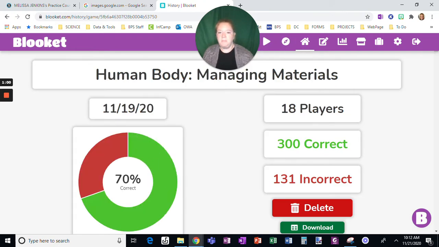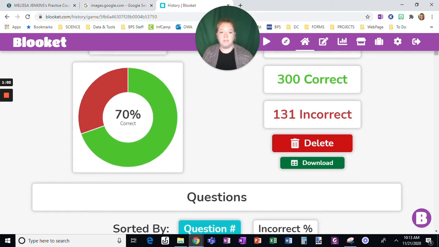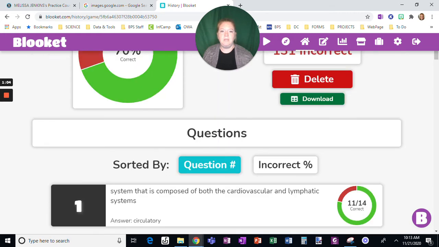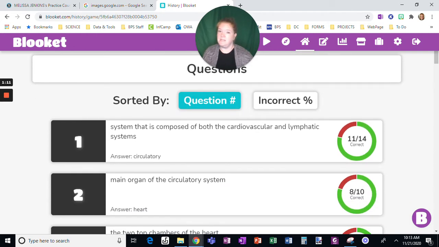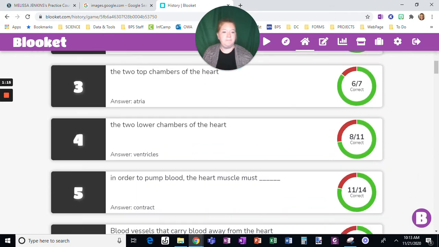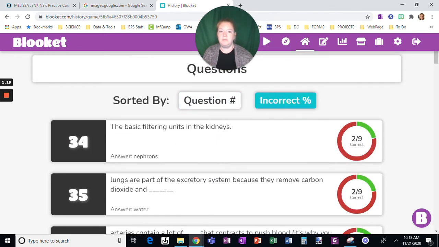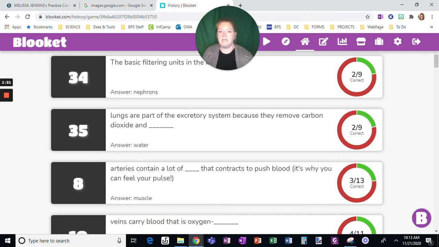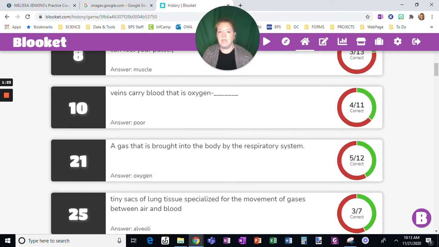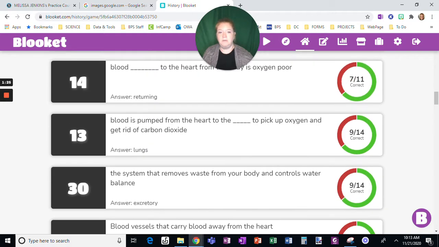It'll tell me how many people, overall right and wrong answers. This download here only shows up if you are a Plus member. However, it is honestly not necessary. Here it tells you by question how many were right, how many were wrong. You can quickly flip it to incorrect percentage, and it's going to highlight first those questions that more people got wrong, okay?